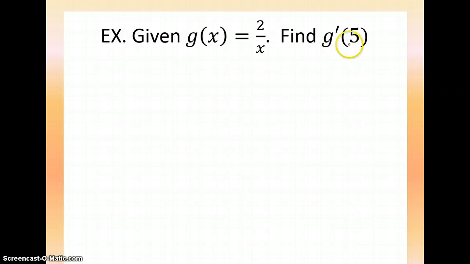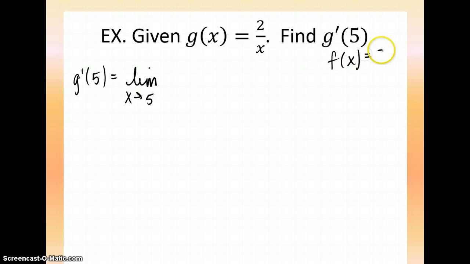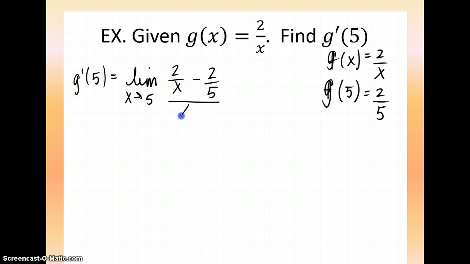So here's my function, find g prime of 5. So g prime of 5, using the alternate definition, limit as x approaches 5. Now the two pieces of information I need are the function, which is 2 over x, and the value of the function at 5. Now I'm using f, it doesn't matter what letter we use. So g of 5 is 2/5. So limit f of x minus f of c, all divided by x minus c.